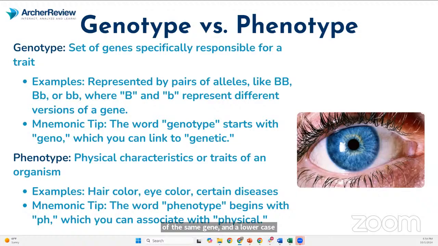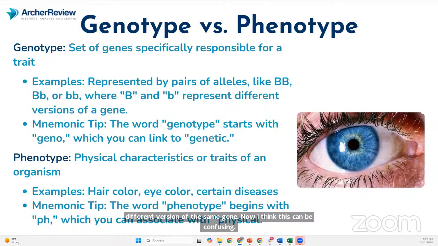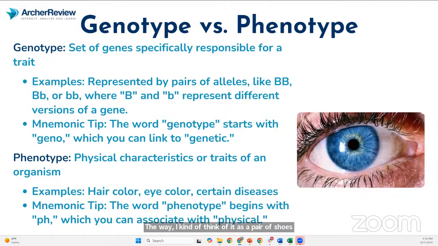Now, I think this can be confusing. The way I think of it is as a pair of shoes. If I have a pair of Nike shoes that I run in every morning, my left shoe could be big B and my right shoe could be little b. They're both the same pair of shoes. If I had two big B's, it'd be like having two left shoes of that same type. Two little b's, like having two right shoes. They're the same pair of shoes, just slightly different.